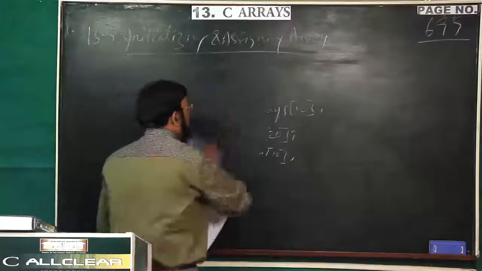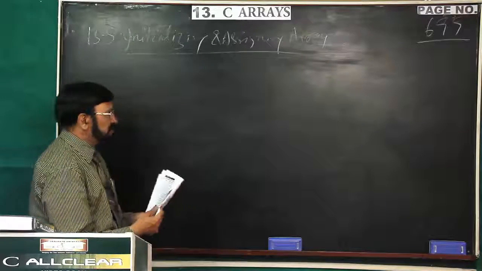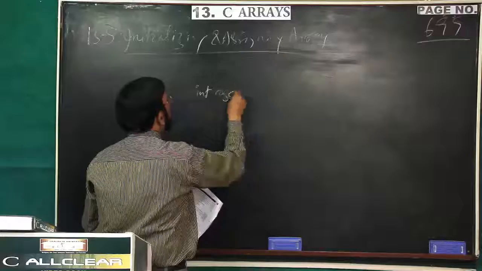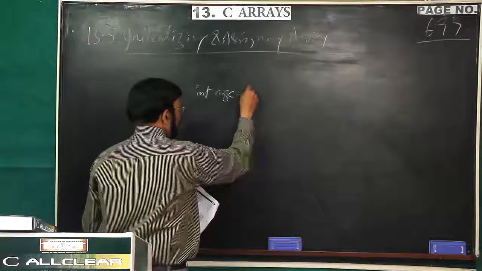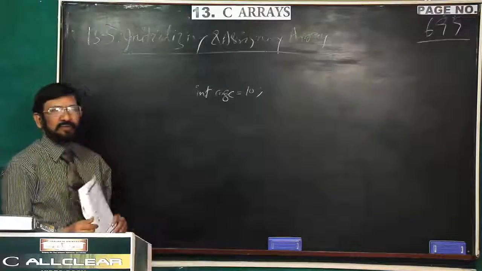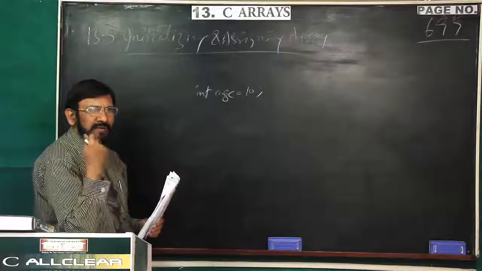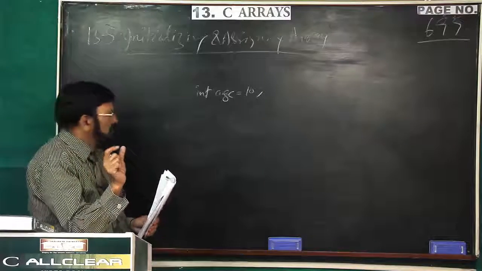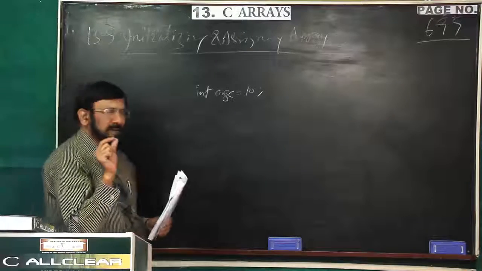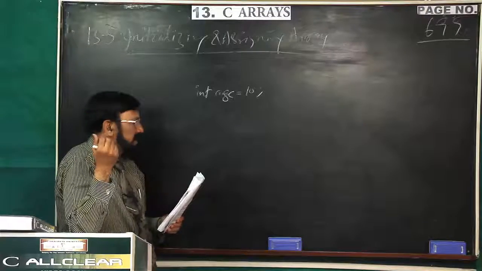Next, not only declaring an array, we can initialize it also. Like variables, how we declare int age, and at the same time, if you want to initialize, you can initialize, or subsequently you can assign also. In the same manner, an array is the extension of any variable. A variable stores a single data item, and an array stores a collection of data items.